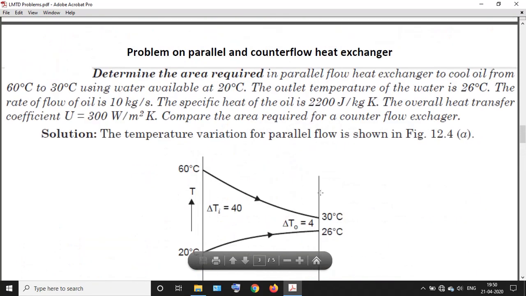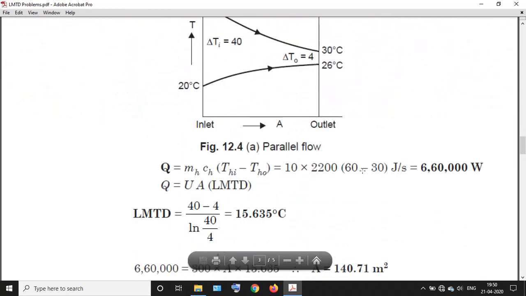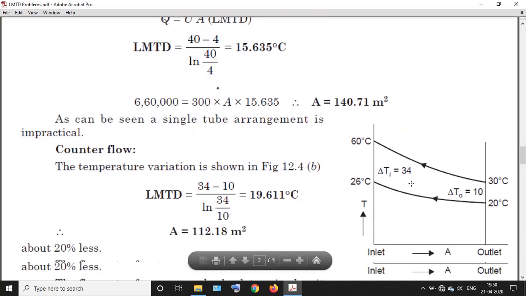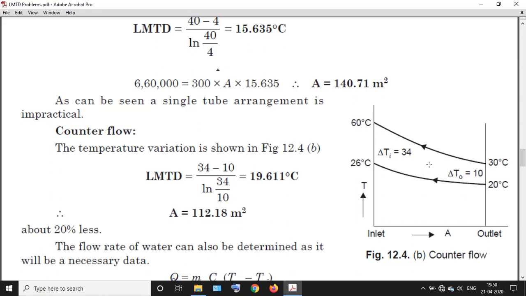Again, they have asked in the question, what will be the area when it is compared to a counterflow? So the same temperature values, but now the arrangement has changed to a counterflow arrangement. So we change the temperature profile diagram.